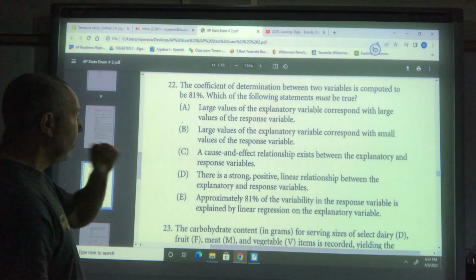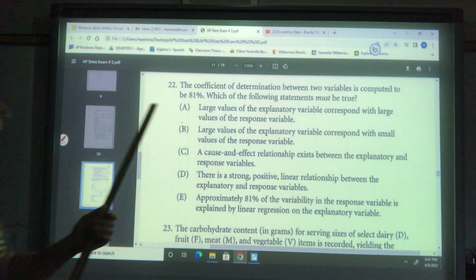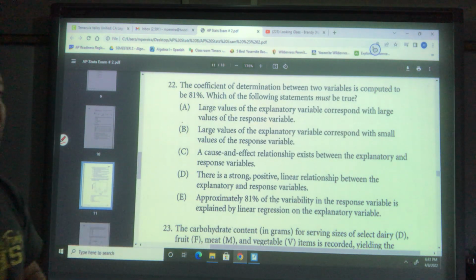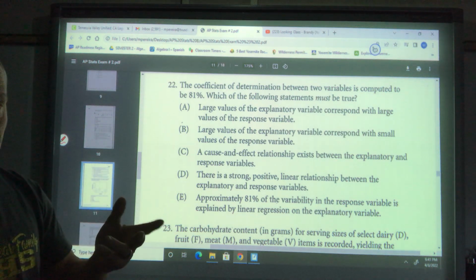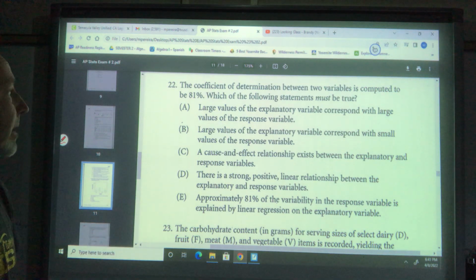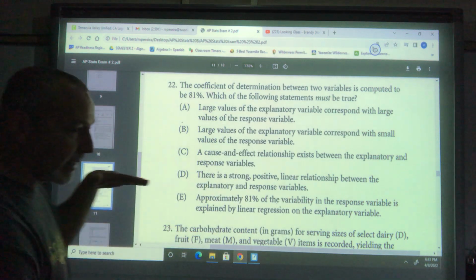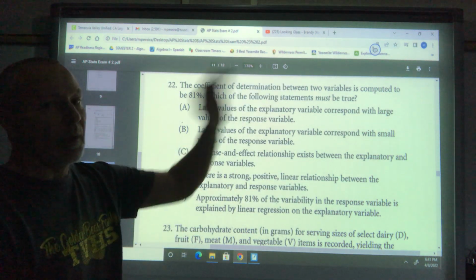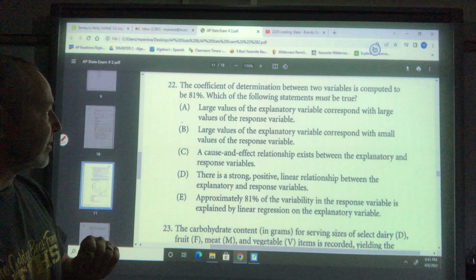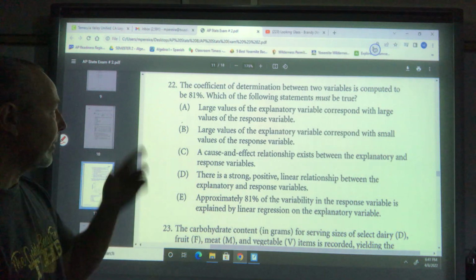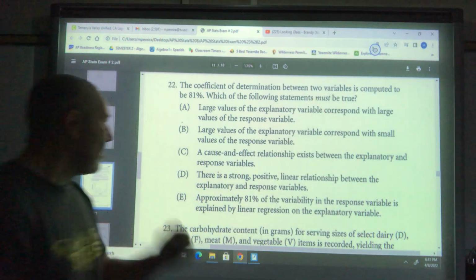22. All right, coefficient of determination between two variables, that's R squared. Said it's 81%. Remember that R could have been negative or positive, so we don't know, because when they square it, it becomes positive always. So A says large values correspond with large values of the response. As the explanatory is getting bigger, the response is getting bigger, going uphill. No, we don't know that. It could have a negative R value, correlation coefficient, because R could have been negative. We can't tell by looking at R squared. So that one must not be true.